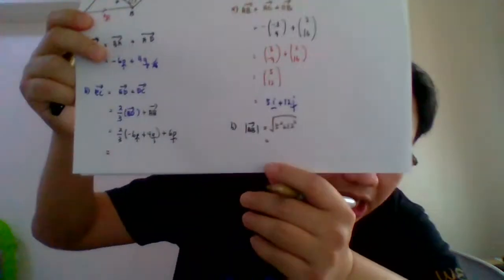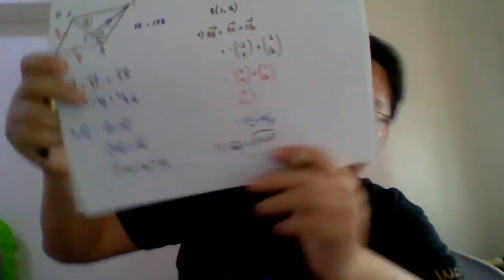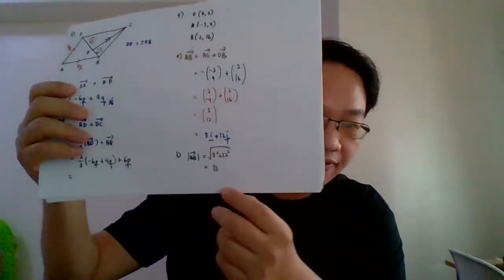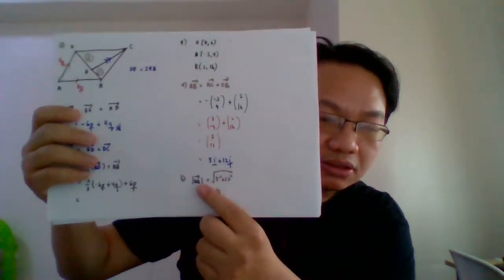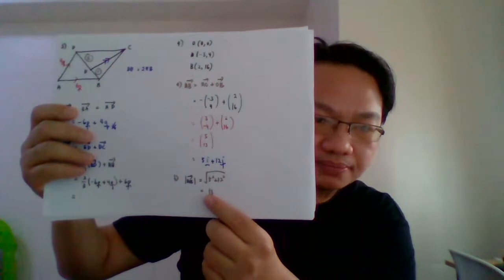Guna theorem Pythagoras, korang akan dapat 5 squared plus 12 squared, and then we do the square root. We are supposed to get how much here? 5 and 12, that means 13. This is the first thing that we need to find first. So first you find the magnitude.